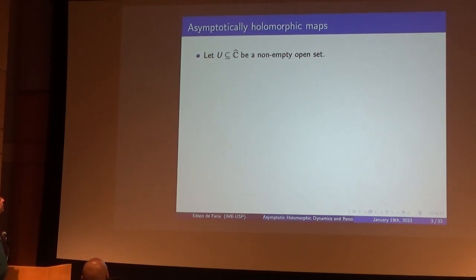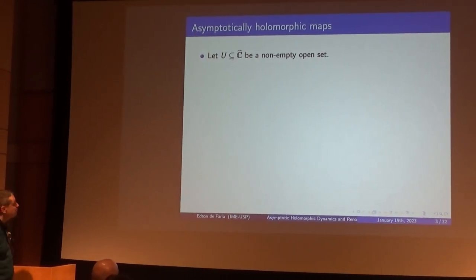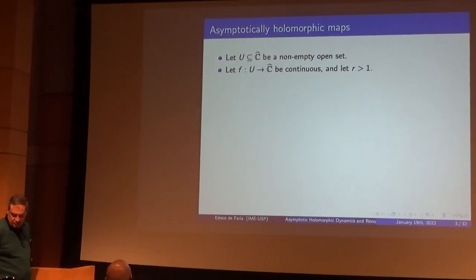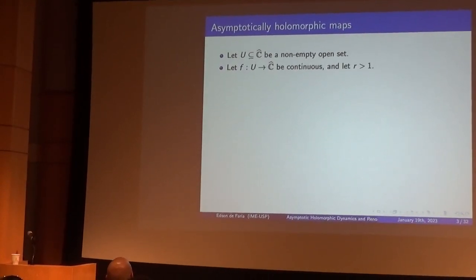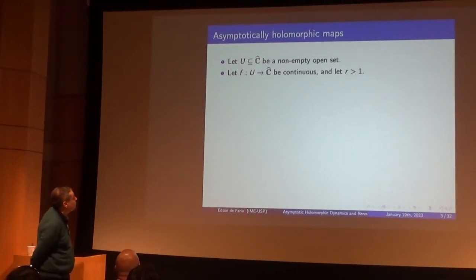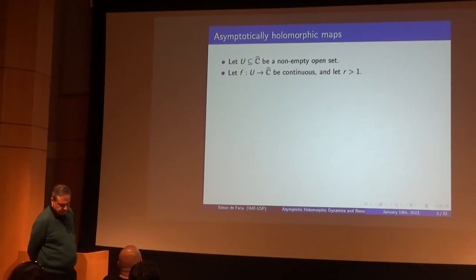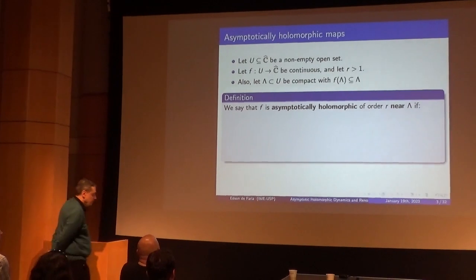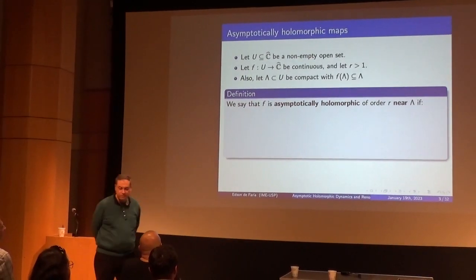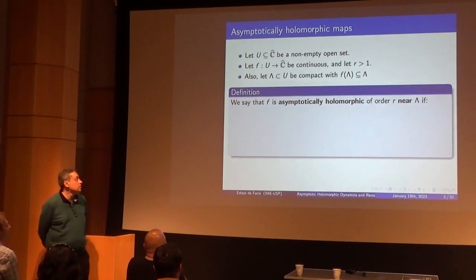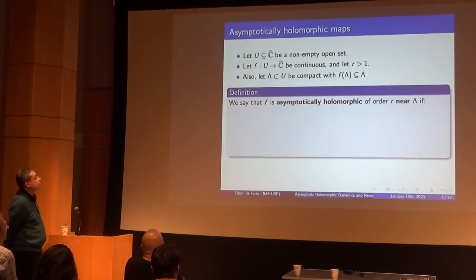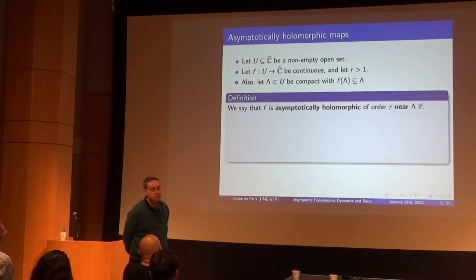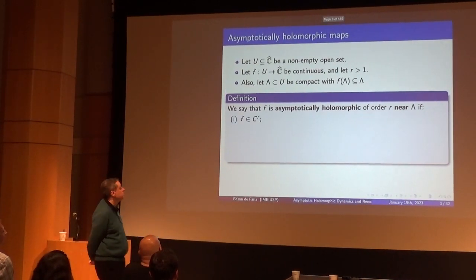So first I'm going to define what I mean by asymptotically holomorphic. These are maps which are defined on some open set on the Riemann sphere. It could be on a Riemann surface as well. It's a continuous map, and you fix some r greater than 1, and you assume that there's some forward invariant compact set for this map, okay? And you say that f is asymptotically holomorphic of order r near this invariant compact set.